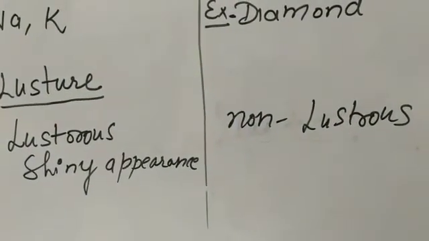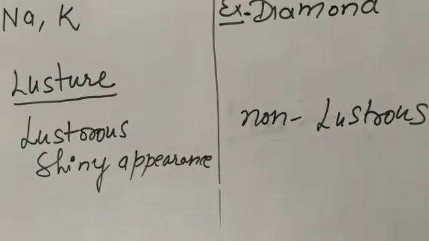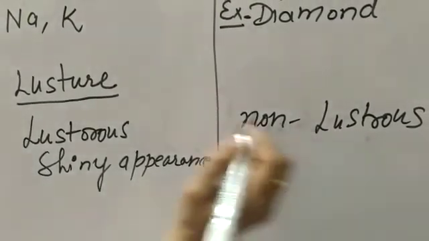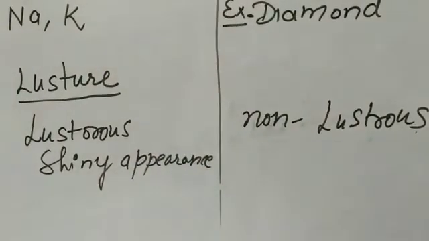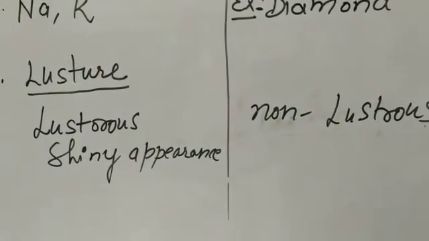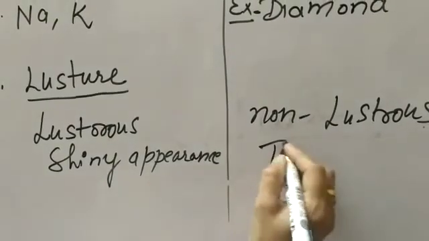Iodine is the only non-metal which has a natural luster.